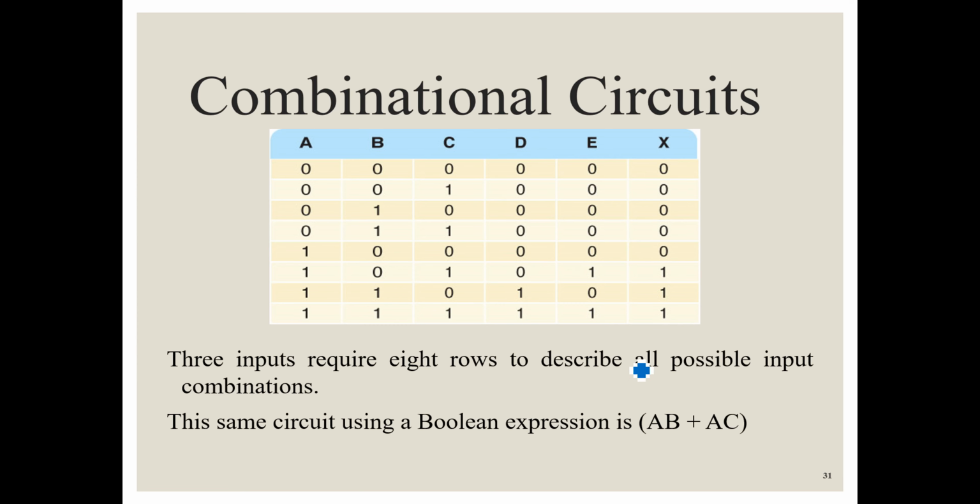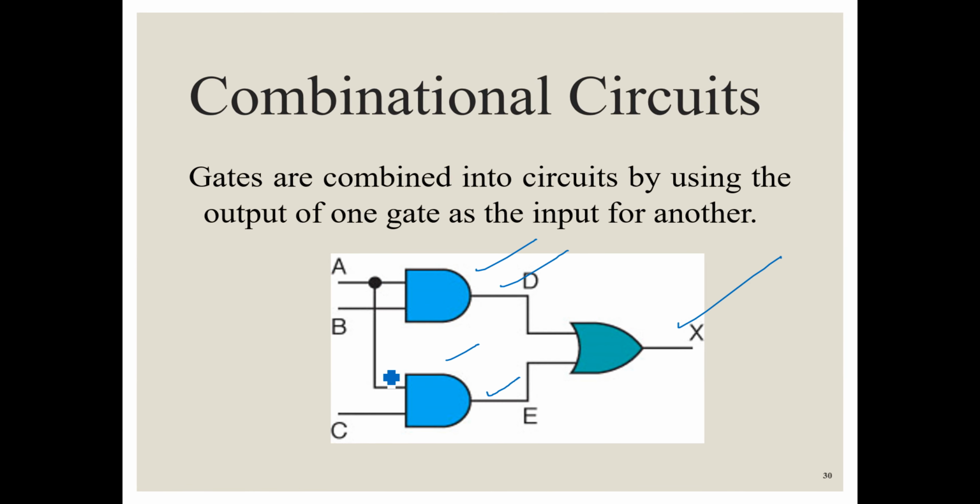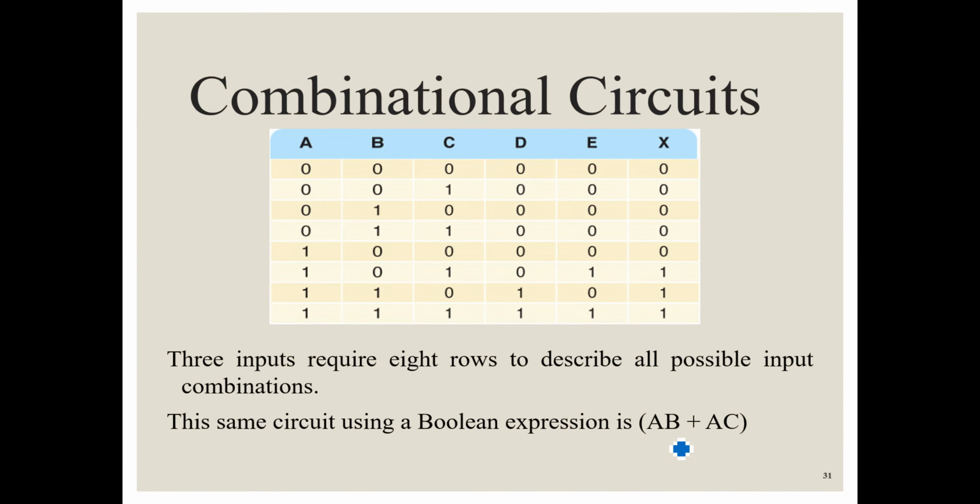This is that output. The same circuit can be described by a Boolean equation. What could be the Boolean equation of this one? See now, up to here it is A dot B and A dot C. Again, OR gate means plus. So the Boolean equation can be A dot B plus A dot C. This will be the final Boolean equation of that particular circuit.